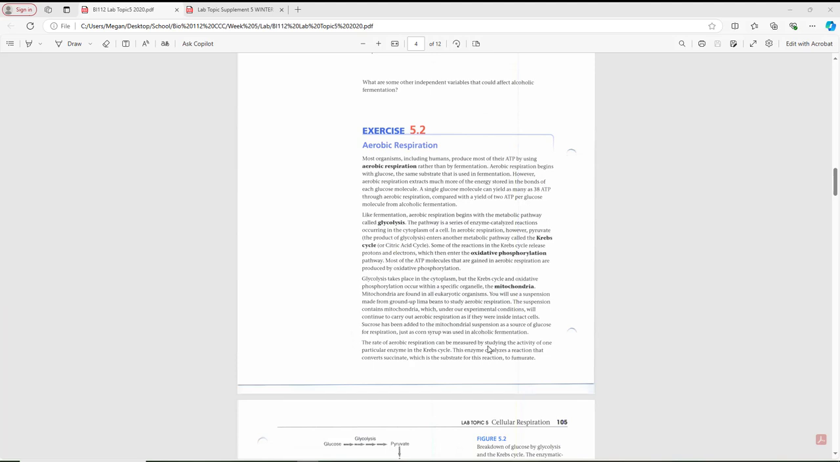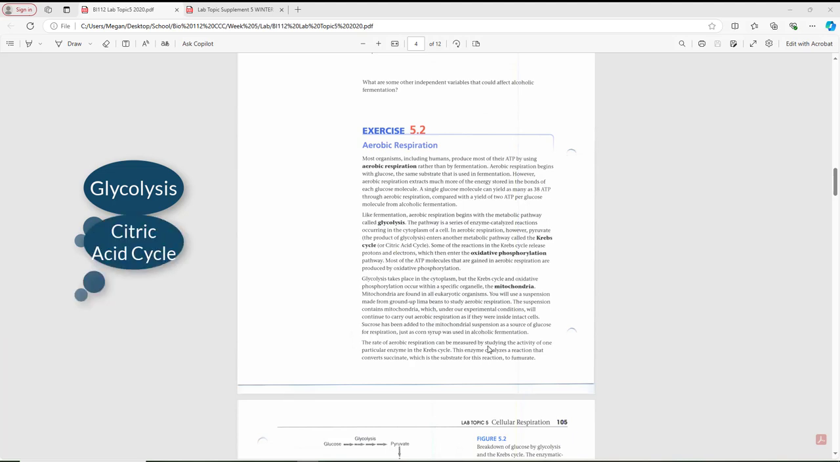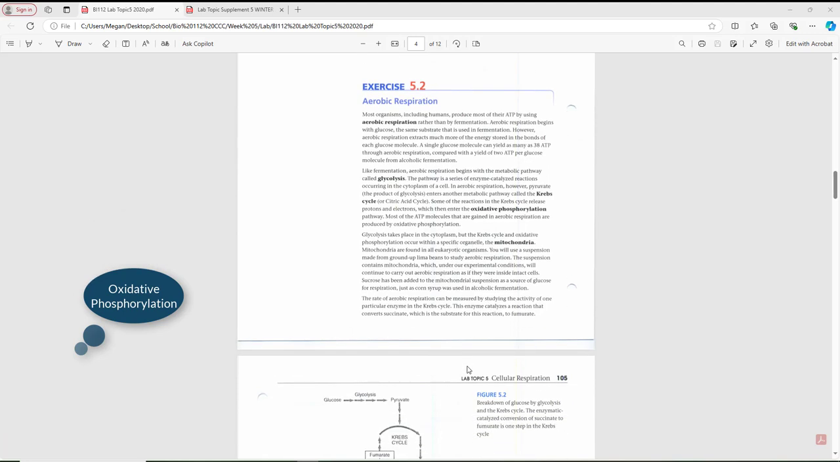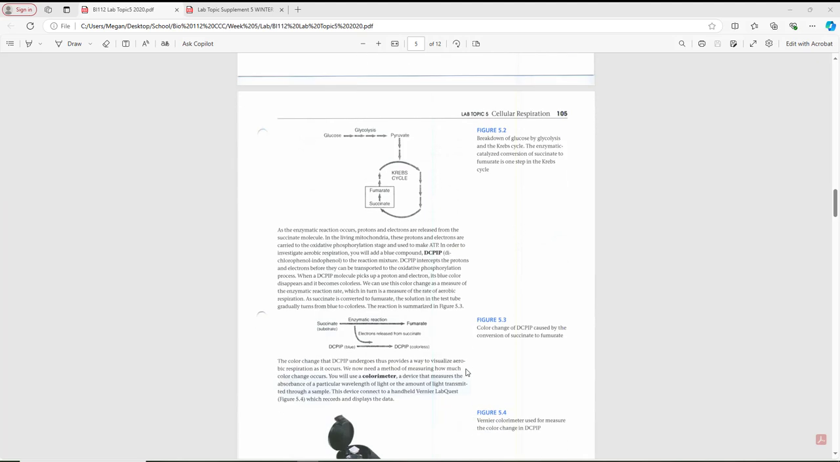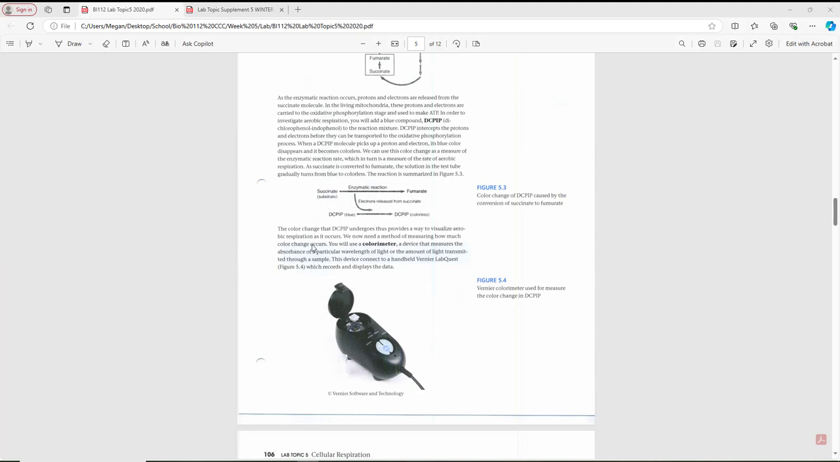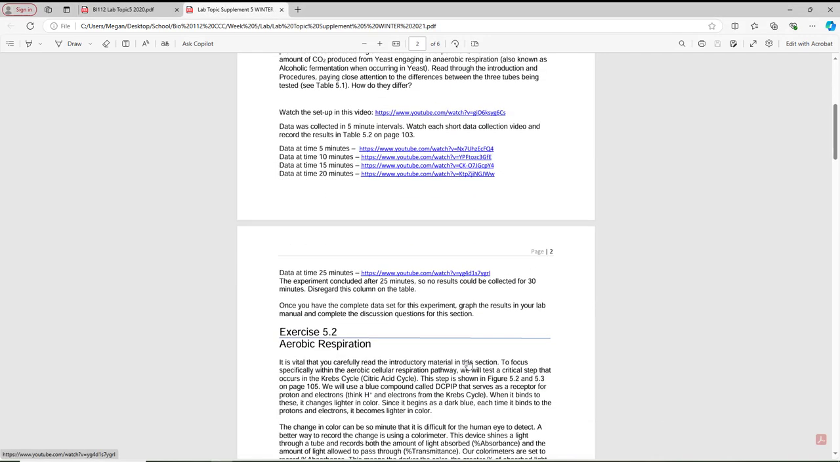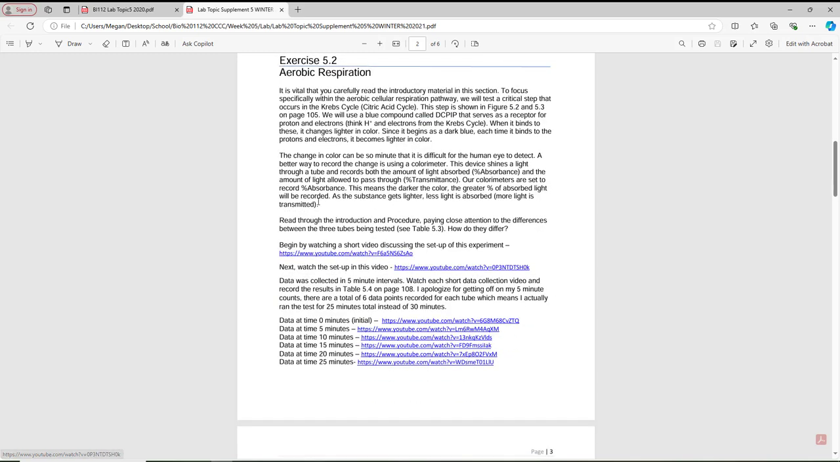So remember, aerobic respiration is a lot more complicated because we go through the whole process of glycolysis and then the citric acid cycle and then oxidative phosphorylation. And all of that produces anywhere from 32 ATP to, sometimes you see, 38 ATP from one glucose molecule. So this process, if we were to do this in a lab, we would use something called a colorimeter. And so, of course, we don't have that here. So you're going to watch a video showing how it's set up.